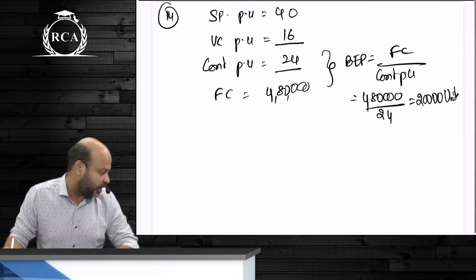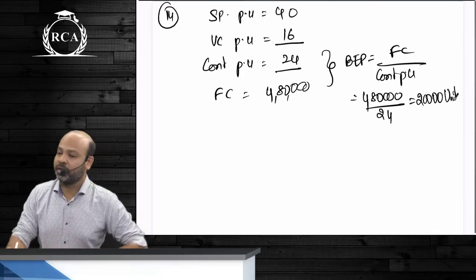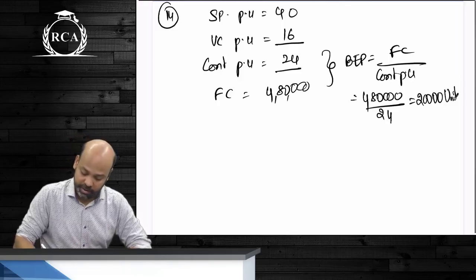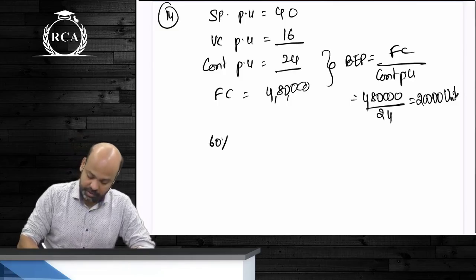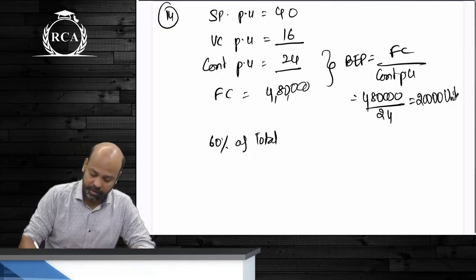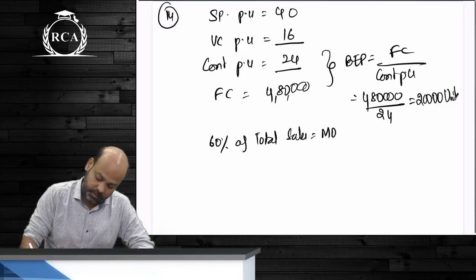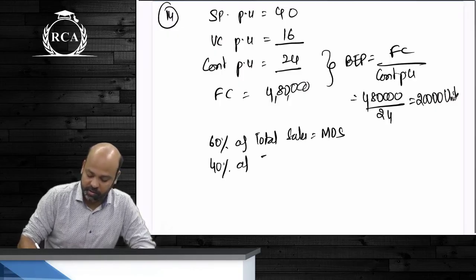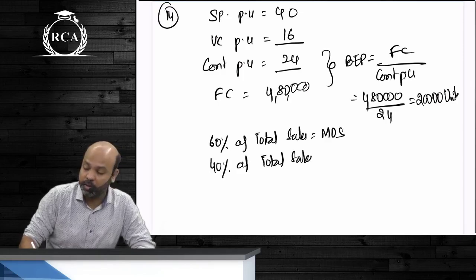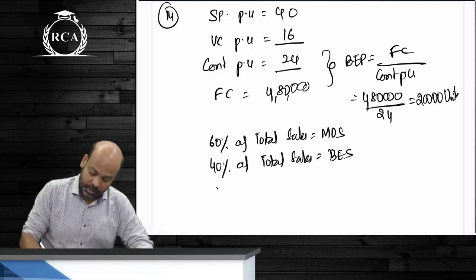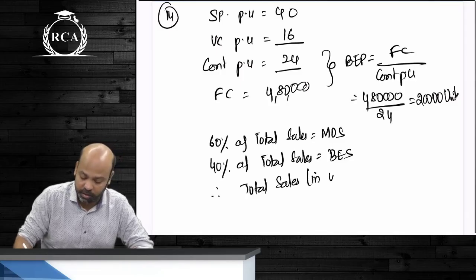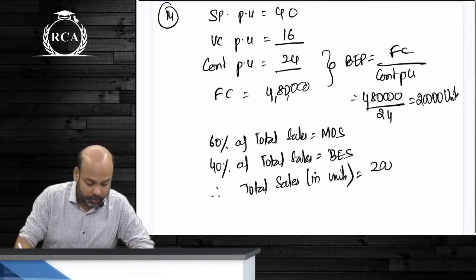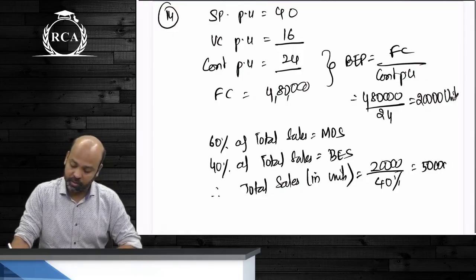The question tells us that we are operating at a margin of safety of 60%. That means, guys, break-even sales are at 40%. 60% of total sales is margin of safety. So 40% of total sales will be equal to your break-even point. Therefore, your total sales in units: this 20,000 units that you got is now 40%. So that will become 50,000 units.